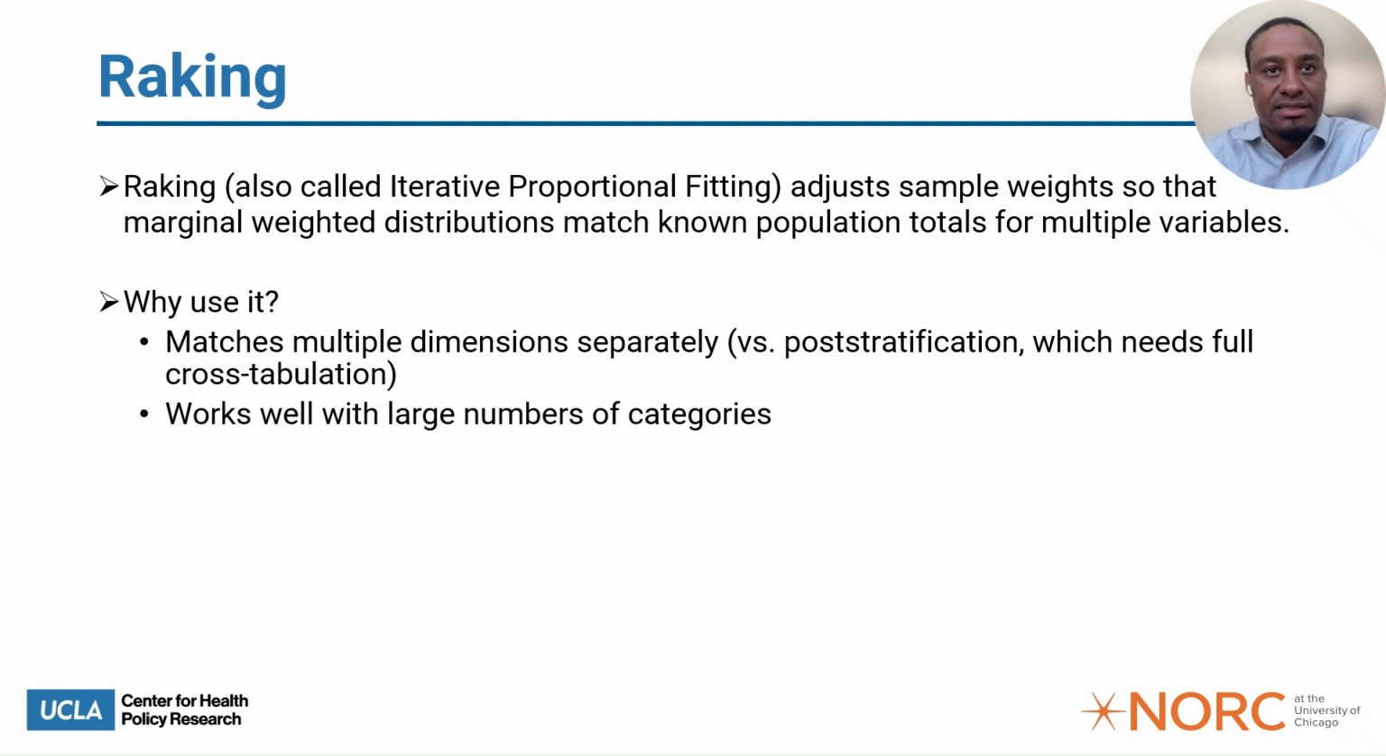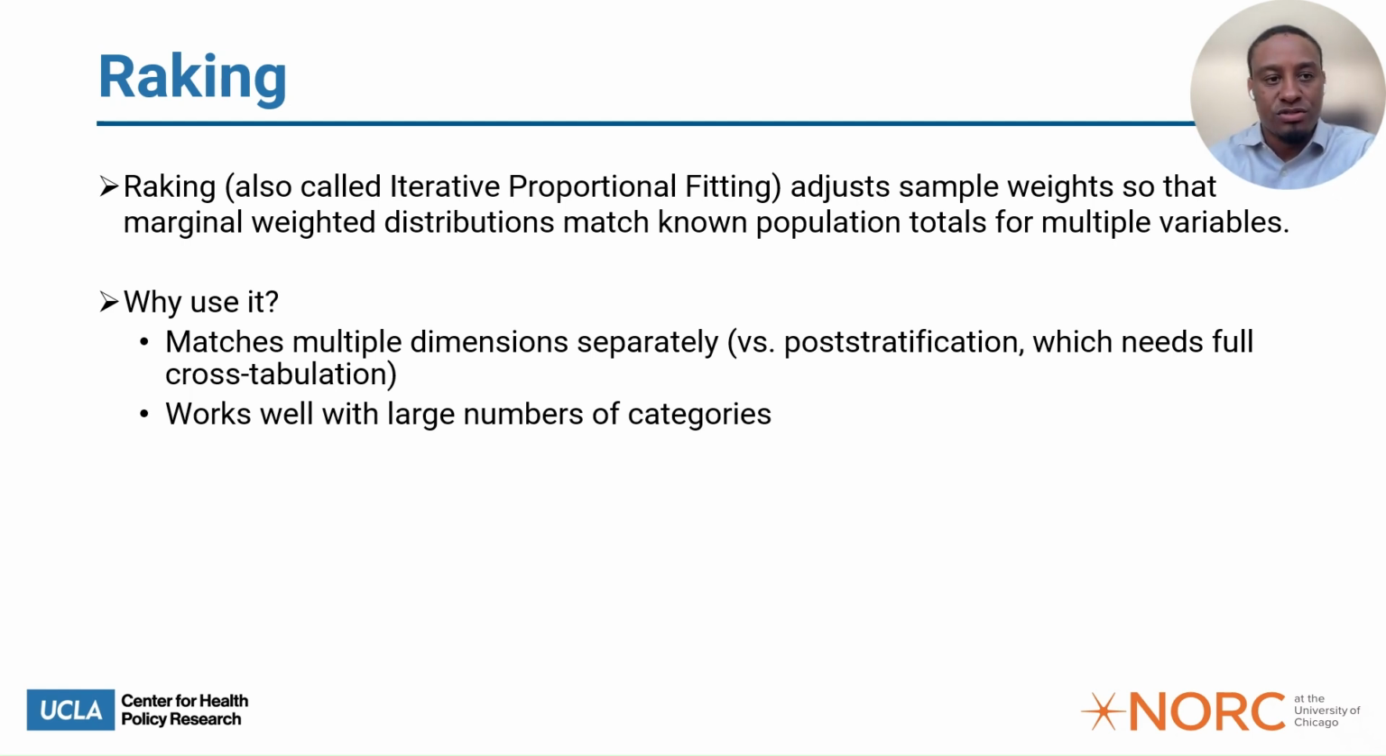Raking is another technique we use for calibration. Raking is also called iterative proportional fitting, which consists of adjusting sample weights so that marginal weighted distributions match known population totals for multiple variables. For example, we have totals for age, we have totals separately for sex, we have totals separately for regions, but we don't have the totals for the cross-tabulations of those three.